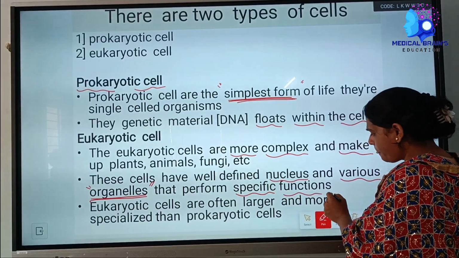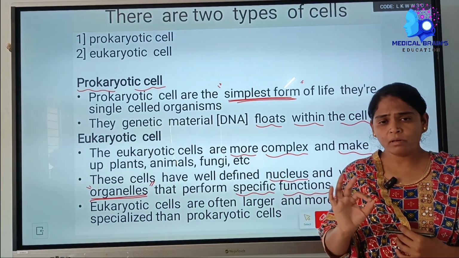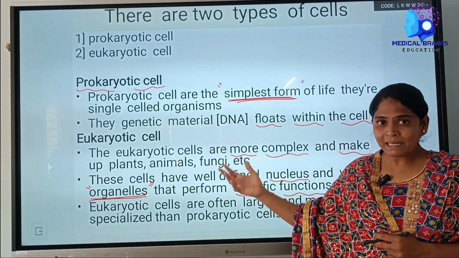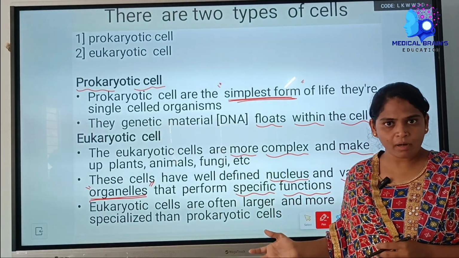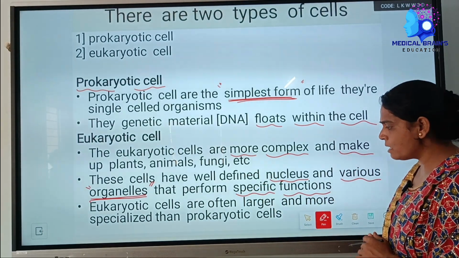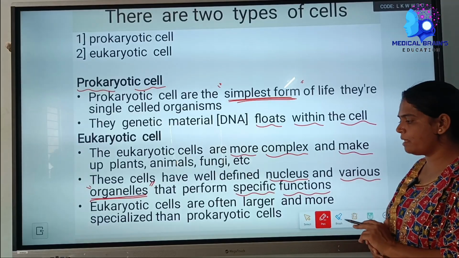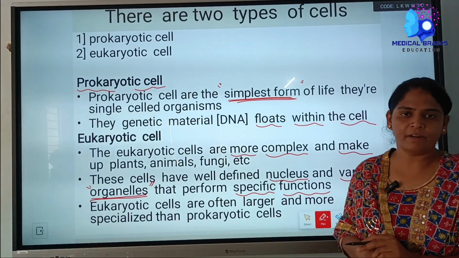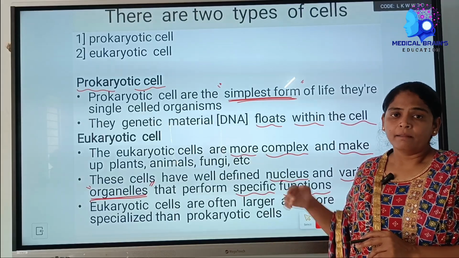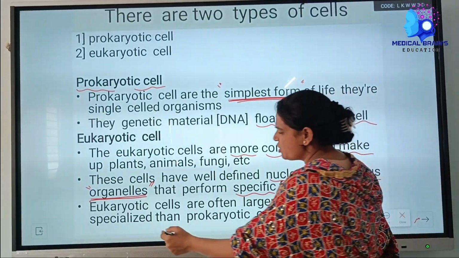Definitely, when we talk about the organelles, it is a very important chapter and concept, where we get the names of the organelles, the list of the organelles and their specific functions. And eukaryotic cells are often larger and more specialized than prokaryotic cells. They are single celled, they are multicellular. That's why they consist of specialized cells.